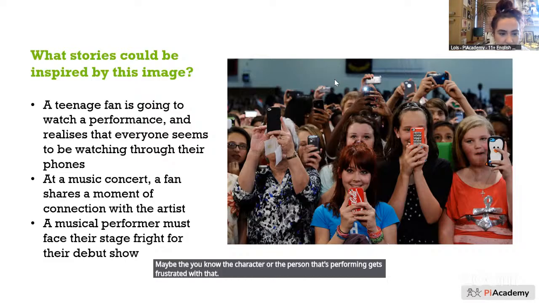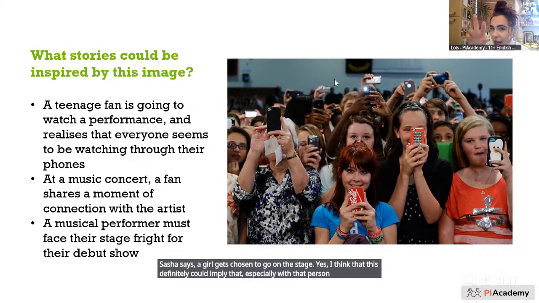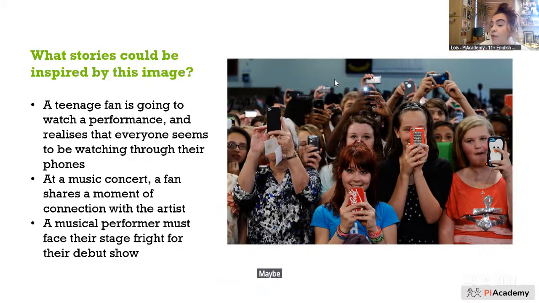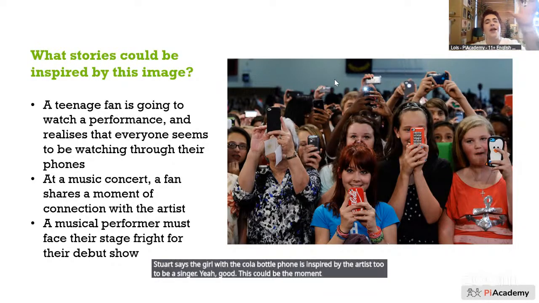Sasha says a girl gets chosen to go on the stage. Yes, I think that this definitely could imply that, especially with that person in the middle with their eyes looking. Maybe that's just the moment before they get chosen to go up. Stuart says the girl with the cola bottle phone is inspired by the artist too to be a singer. Yeah, good. This could be the moment of inspiration where they realize what they want to do with their life.